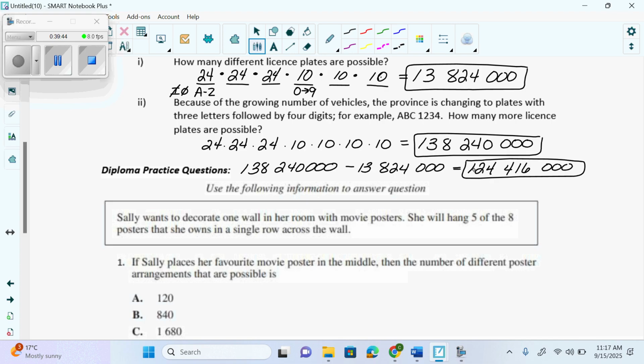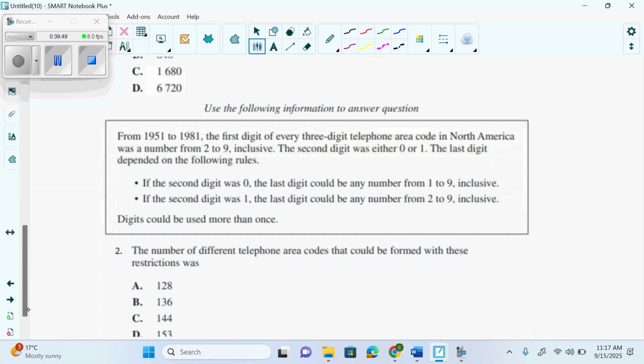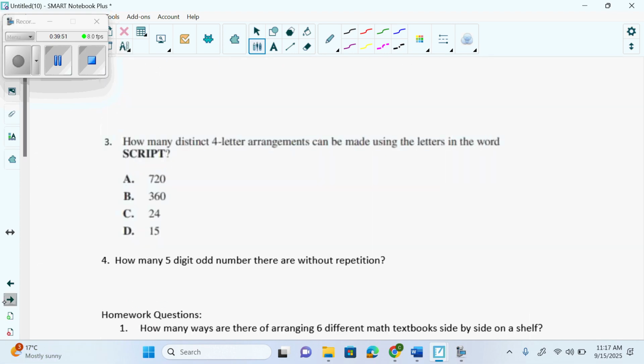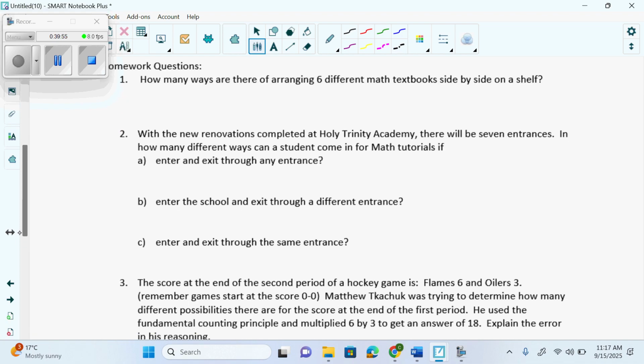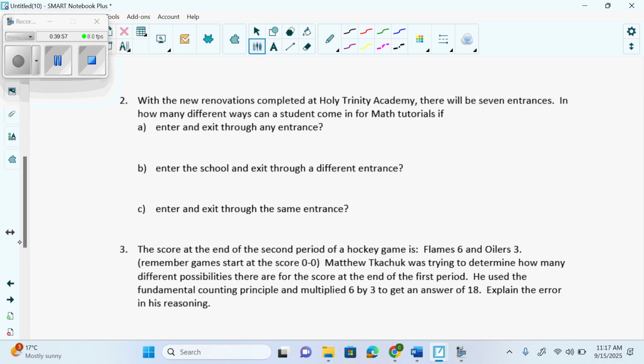Okay. So what I'm going to get you guys to do is diploma practice. So 1 and 2, you're going to work on those. 3, 4, and then I want you to do up to number 3 homework. We're going to go through these at the very beginning of class tomorrow. So you need to be done up to number 3. That is your homework. Go.